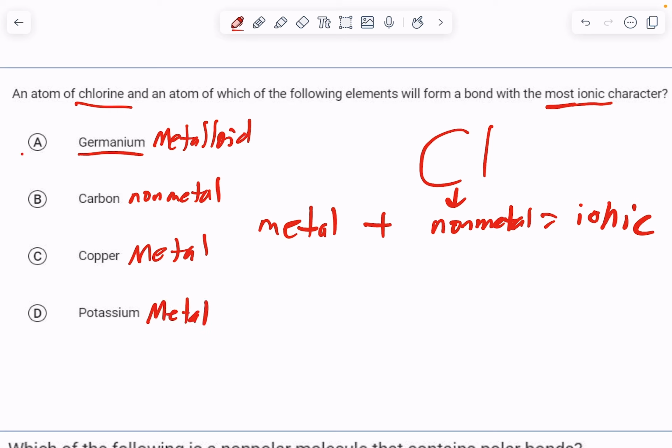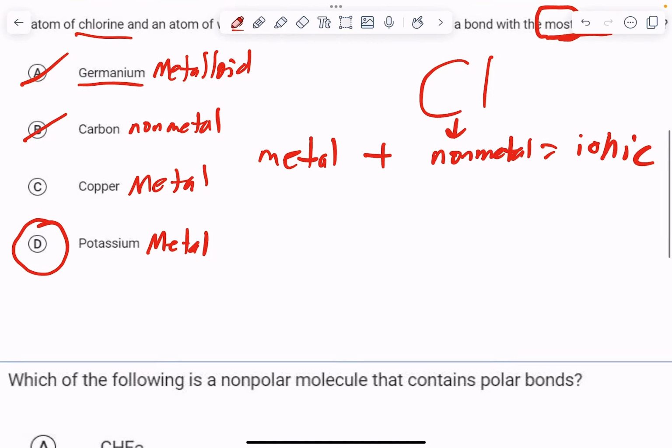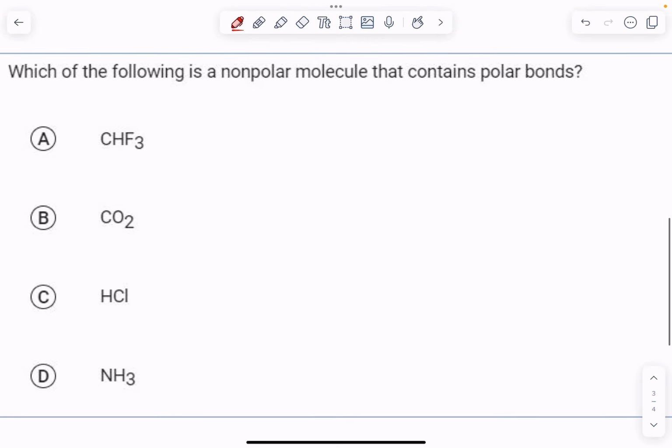So right off the bat, germanium and carbon are out. Those are non-metals and metalloids. They're not truly metals. And we have two other options that are more metallic in nature. Now, comparing the two, potassium actually sits farther on the left compared to copper. Copper's more in the middle. So I'm going to go with potassium, D, making it the most ionic in character. It will form a bond that is ionic. So that's the first one.